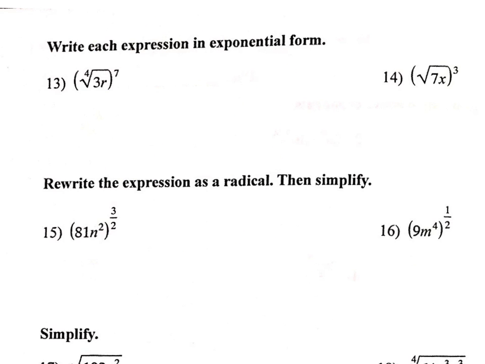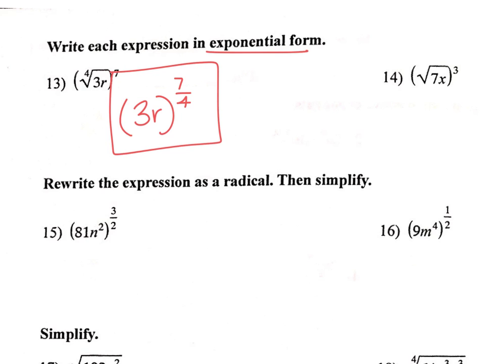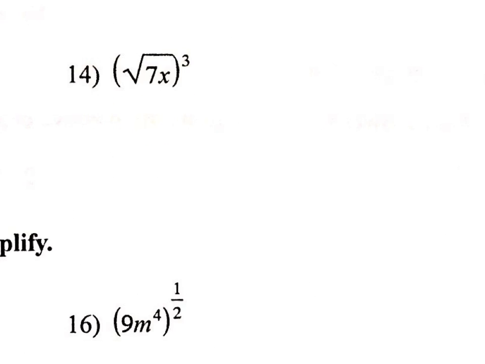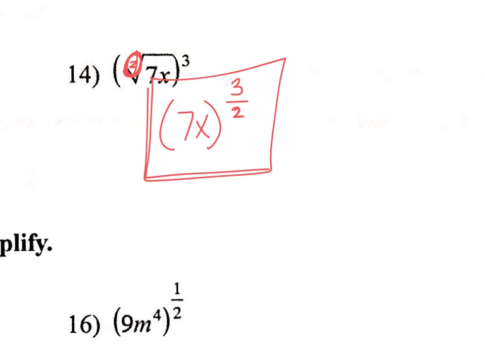13 and 14, write each expression in exponential form. All that means is we're going to go back and write an exponent. So this is 3r. The top is the power, the bottom is the root. Done. Again, 7x, the top is the power, the bottom is the root. Remember, if there's no number here, there's secretly a 2. So that bottom number is 2. Be really careful about that. I think that's where you're going to get tricked, if anywhere.